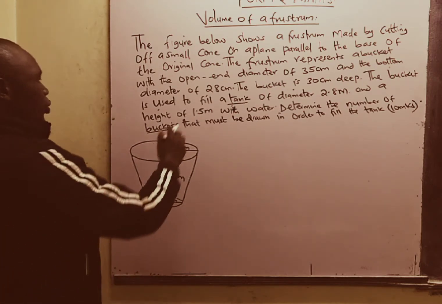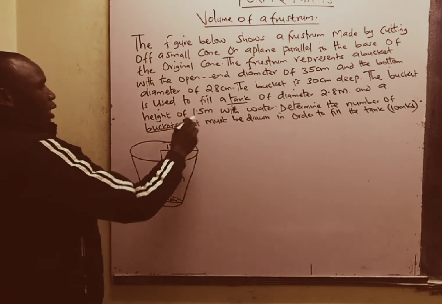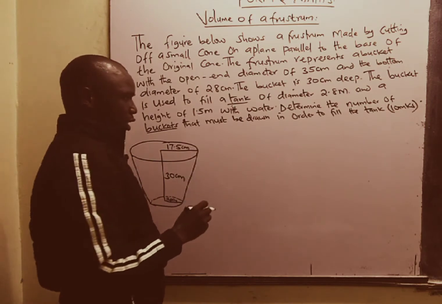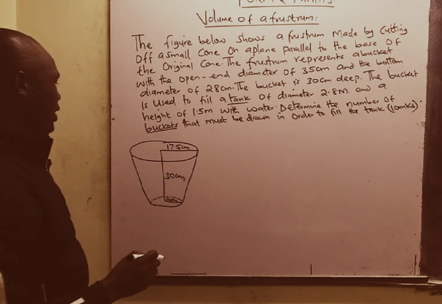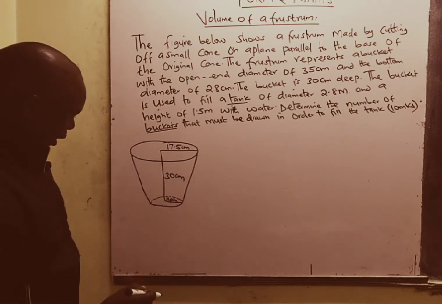The bucket is used to fill a tank of diameter 2.8 meters and a height of 1.5 meters with water. Determine the number of buckets that must be drawn in order to fill the tank.